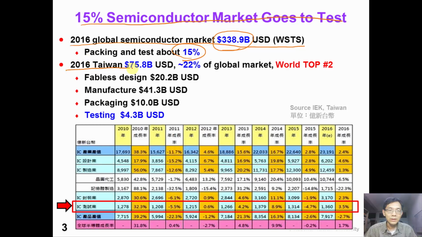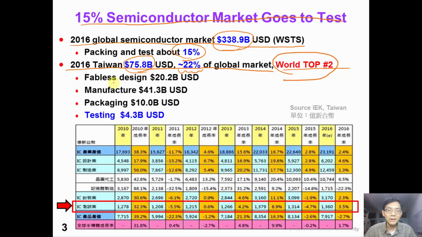Take the Taiwanese semiconductor market, for example. The total revenue of the Taiwanese semiconductor market is almost $76 billion, which is about 22% of the global market. Taiwanese contribution to the global semiconductor market is top 2 in the world, second only to the United States.